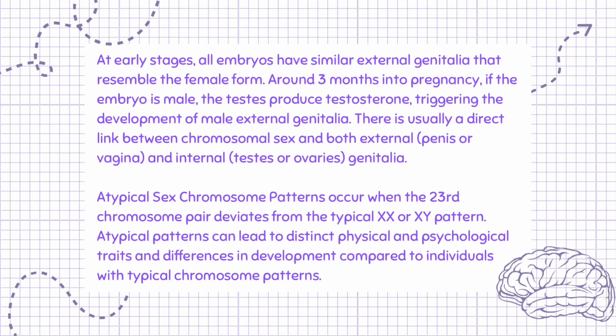At early stages, all embryos have similar external genitalia that resemble the female form. Around 3 months into pregnancy, if the embryo is male, the testes produce testosterone, triggering the development of male external genitalia. There is usually a direct link between chromosomal sex and both external, penis or vagina, and internal, testes or ovaries, genitalia. Atypical sex chromosome patterns occur when the 23rd chromosome pair deviates from the typical XX or XY pattern. Atypical patterns can lead to distinct physical and psychological traits and differences in development compared to individuals with typical chromosome patterns.